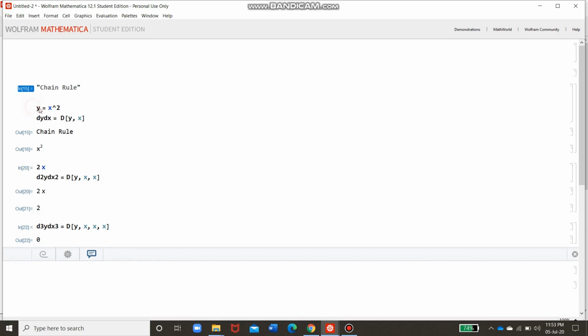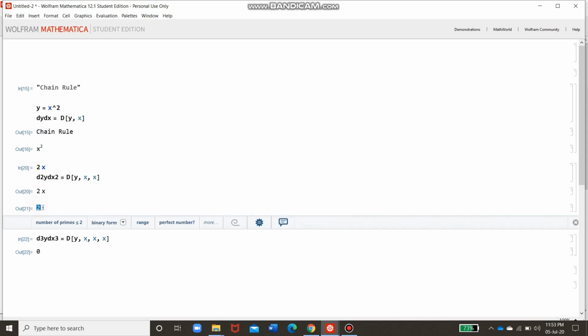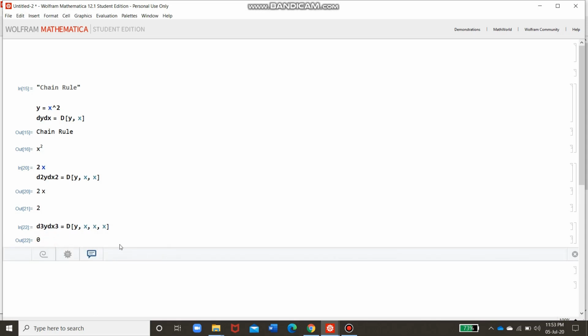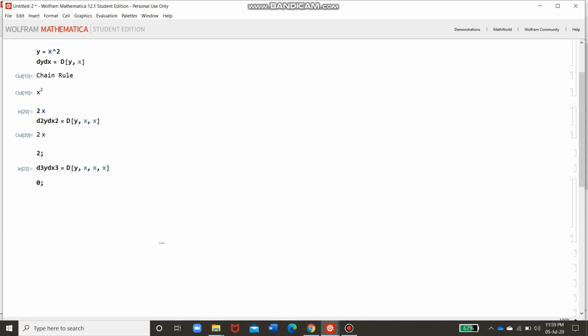So basically you assign y is equal to x squared, then you differentiate it once, you get 2x, and then when you differentiate it twice, you get 2, and when you differentiate it thrice, you get 0. The above expression is basically a simple example on how a chain rule works. So let's make it a little bit more interesting by giving the y value equal to an x variable dependent on time, the whole square.